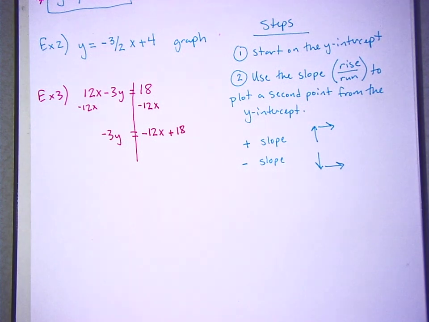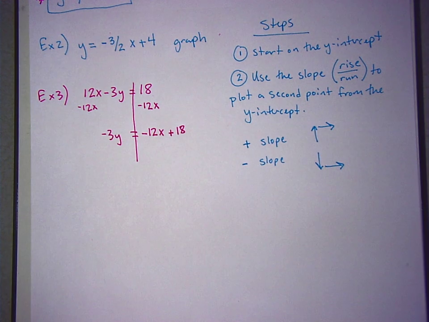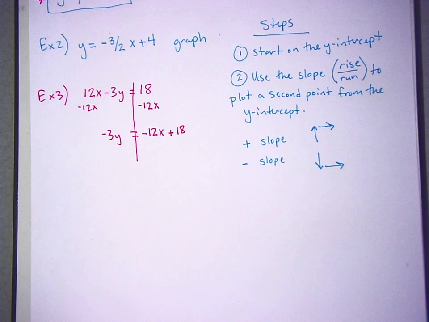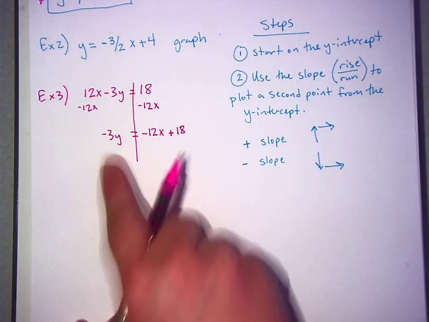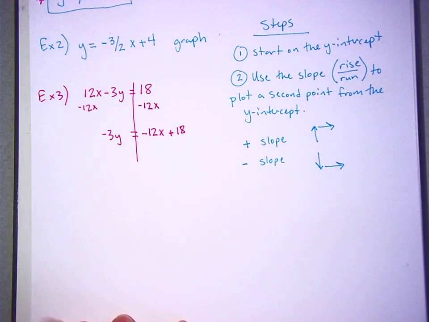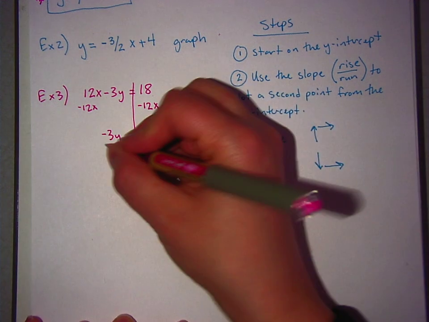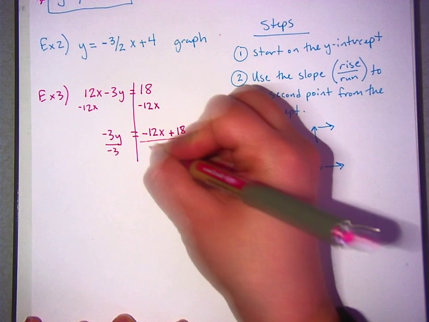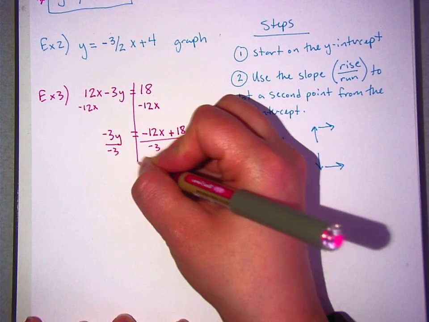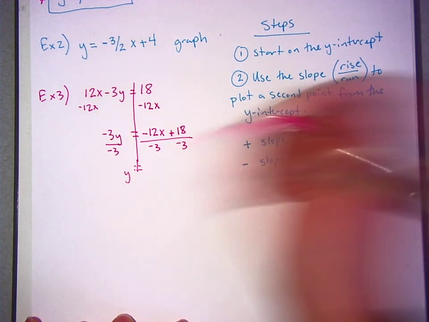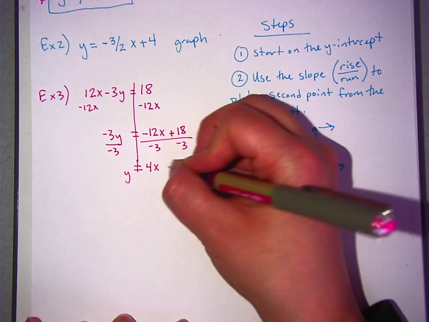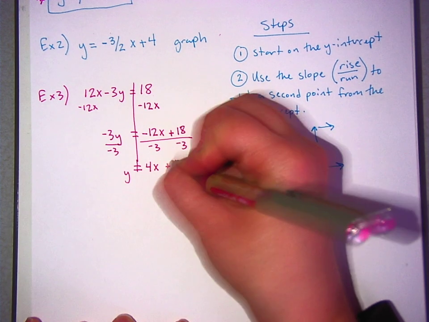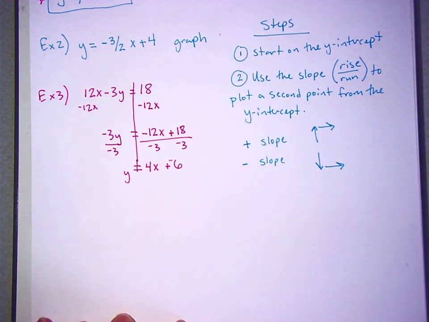Right, I want it to look like y equals mx plus b, right? So I'm trying to make it look like that. But I've still got this negative 3 problem over here. What do you think I should do for that? Divide by a negative 3 on all of them. So I get y equals positive 4x minus 6, or you could say plus a negative 6, whatever you want to do there.